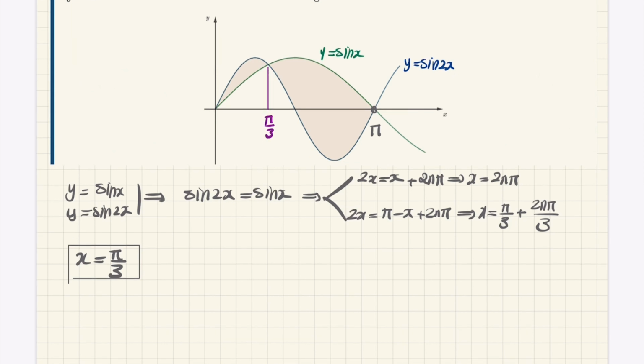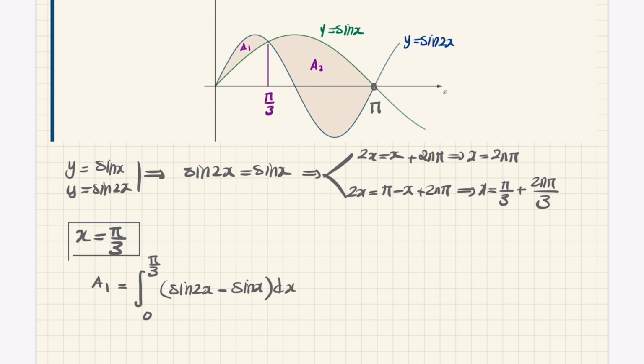Now let me call this one area number 1, area number 2. If I ask you to calculate area number 1, how do you calculate that? It becomes the integral from 0 to pi over 3. Which one is the top function? Which function is above? The blue one, which is sine 2x, minus the function below, sine x. Let me just calculate this until the end.